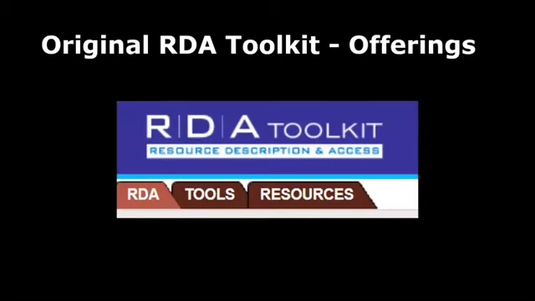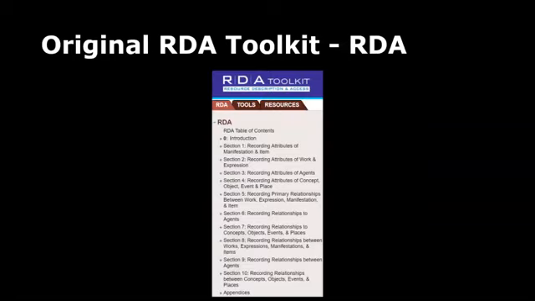Under the RDA Toolkit logo on the left side are 3 tabs. The content of RDA is in the first tab, Useful Tools are under the second tab, and access to AACR2 as well as policy statements and best practices are under the third Resources tab. The contents of RDA are organized in expandable sections.